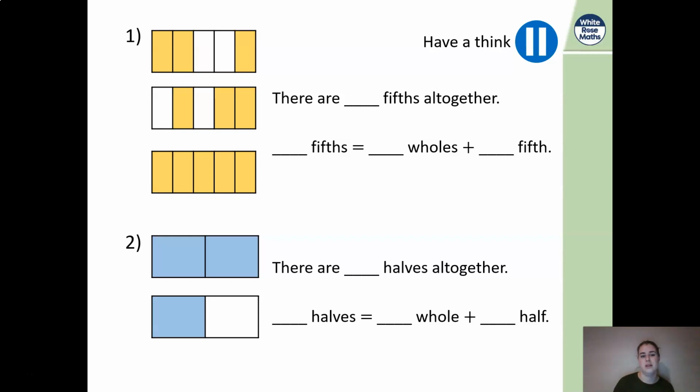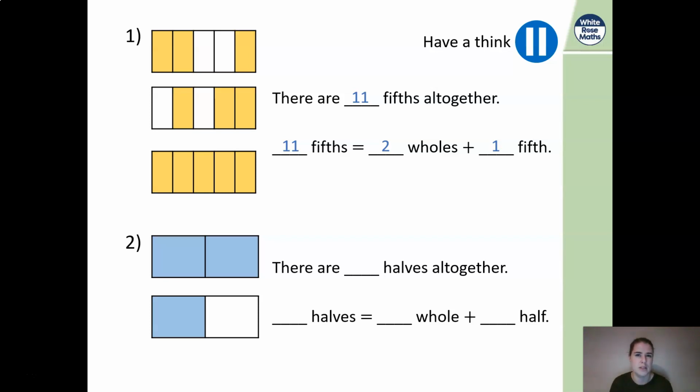So altogether we've got 5, 6, 7, 8, 9, 10, 11. Now we know that in fifths you have to have 5 equal ones. So if we count in our 5s, we do 5, 10. So now I'm going to get 2 whole lots of 5. So I've got 2 wholes, but then to get from 10 to 11, I have 1 left over, which means I have 1 extra fifth. So 2 wholes, because 2 times 5 is 10. And then to get to 11, I have that extra one.